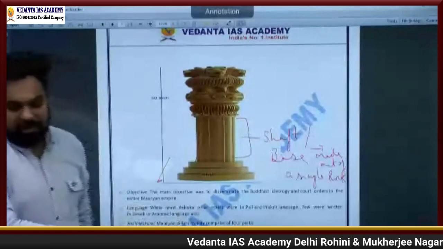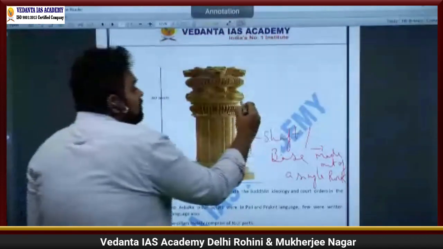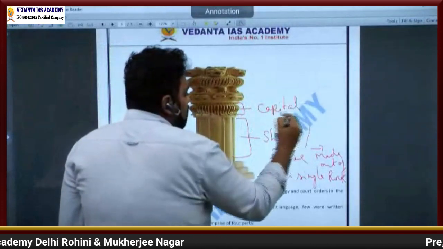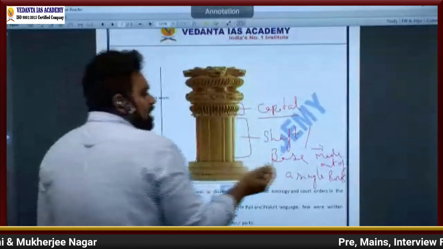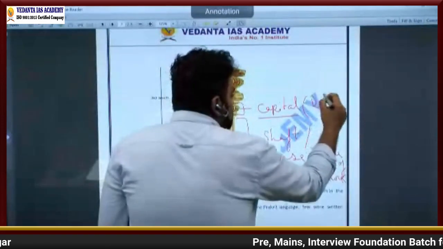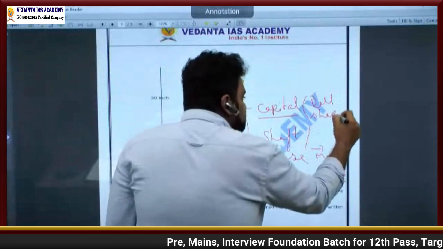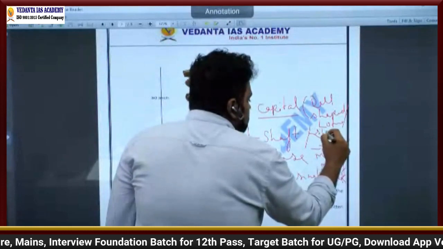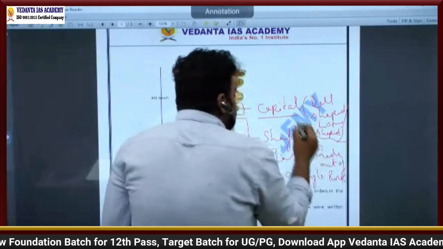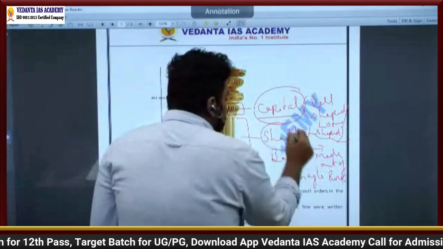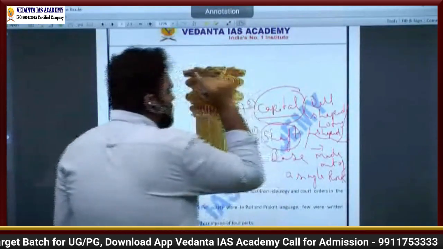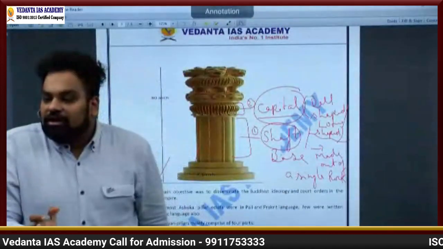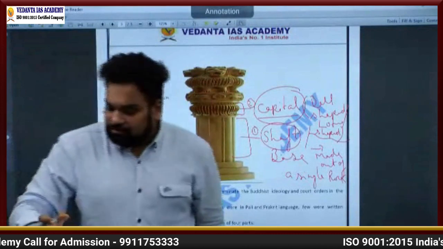The shaft is the first thing which is there, and then above the shaft is another part which is known as your capital. It is mostly bell shaped. Sometimes it is also lotus shaped. So the first part is your shaft. Second is your capital. The thing above the base is your capital, which is bell shaped, right?